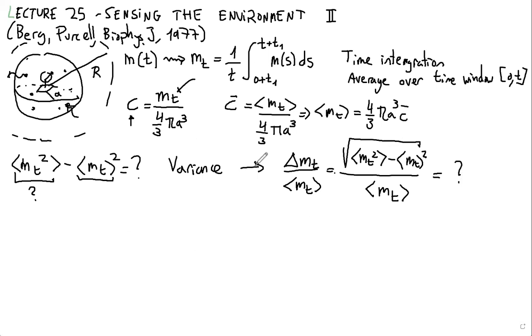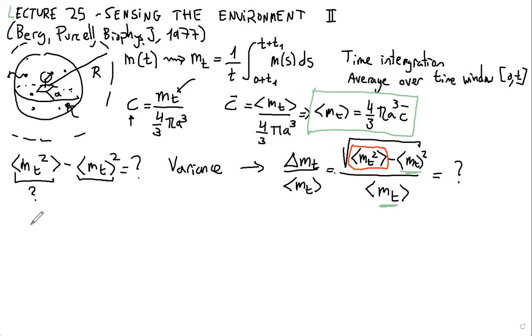All right, so now what is important for us is mainly that we know the average of m of t, which we have here and here. We don't know the average of m_t squared. This is more challenging. This is what I started to compute on the other day.